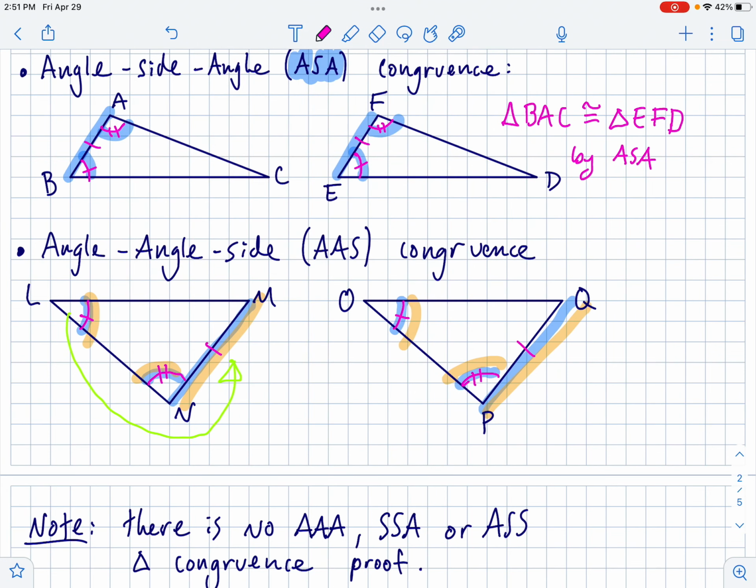So the congruent statement here, let's say triangle LNM is congruent to triangle OPQ by AAS.